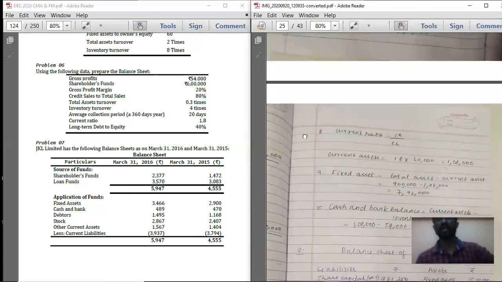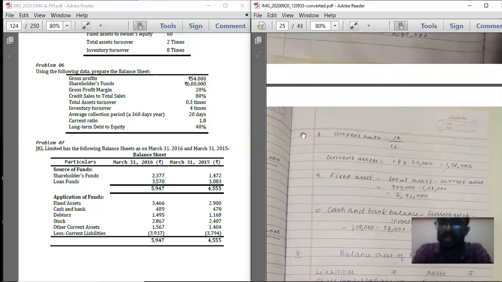Below that, point number 8. Current ratio is equal to current assets divided by current liabilities. Below that, current assets is equal to current ratio into current liabilities. When current liabilities comes to the left hand side, it becomes numerator. The current ratio is 1.8, given in the question. Current liabilities, which we found as the balancing figure, is 60,000. So current assets is 1.8 into 60,000, which is equal to 1,08,000. So we have found the current assets.